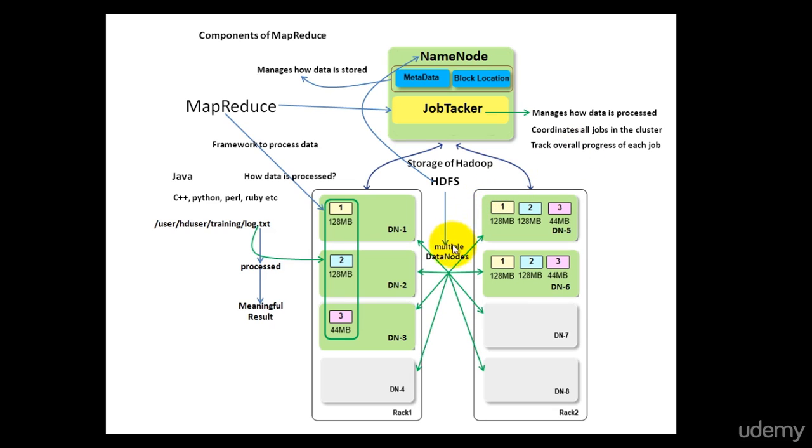Like HDFS has data nodes, MapReduce has task trackers. In HDFS, actual data is stored in data nodes. In MapReduce, task tracker runs the task that does actual processing of this data. Also, it sends the progress reports to the job tracker at regular intervals.